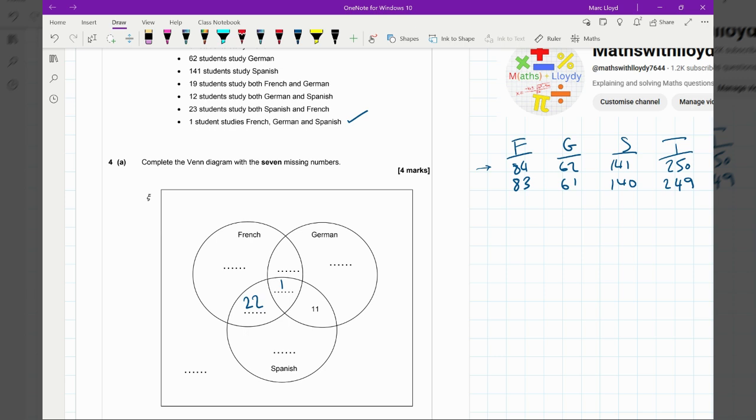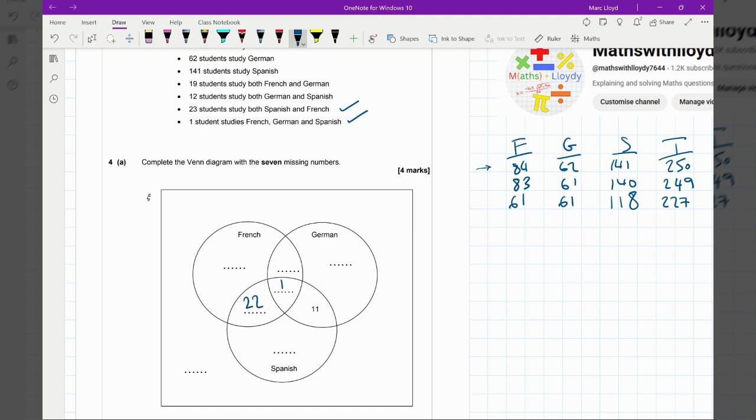So 23 students study both Spanish and French. So German will remain the same when we do this. Because 23 of them study it, oh, I've already got the 22 in here. We just mentioned that, didn't we, earlier? 22 are in here. So this whole intersection has to be 23. So 83 take away 22 is 61. 140 take away 22 is 118. And then 249 take away 22 is 227.